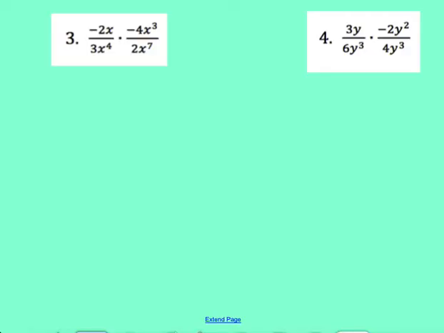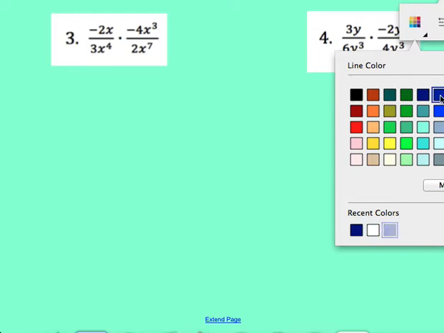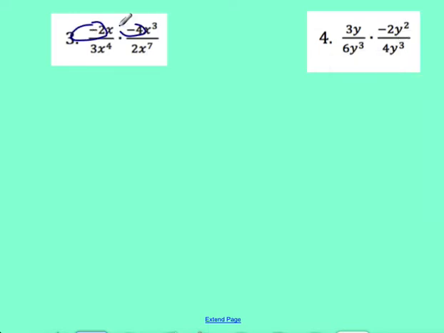All right, let's take a look at number 3. For number 3, again, we're going to multiply our coefficients. We're going to take negative 2 times negative 4. That's going to give me a positive 8. Now remember, when there's no exponent on the x, the exponent is 1.